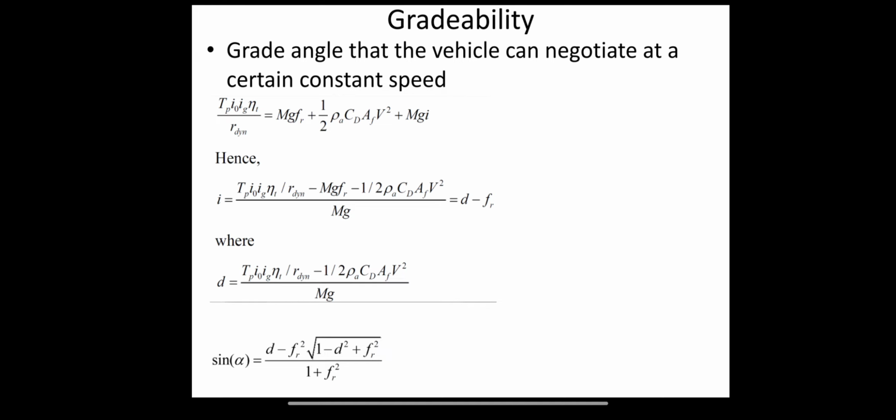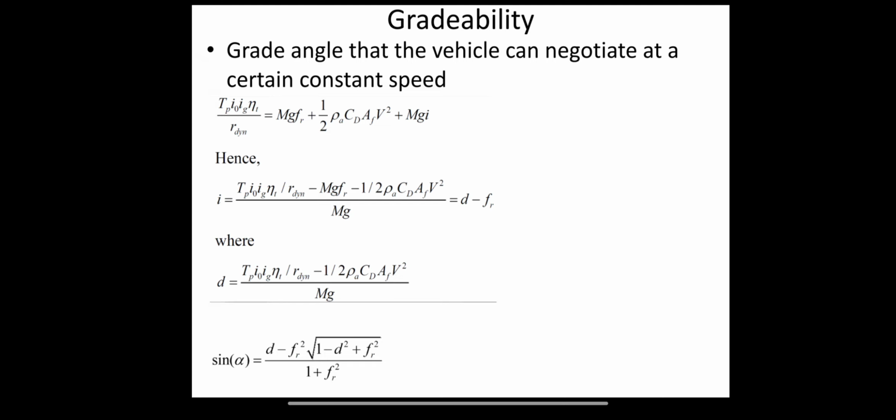When the vehicle is driving on a road with a relatively small grade and constant speed, the tractive effort and the resistance equilibrium can be expressed as shown in this equation: D is equal to (Tp i0 ig ηT / r_dynamic − m g fr − 1/2 ρ A CD AF V²) / mg. So that is the equation for D, where D is the performance factor.